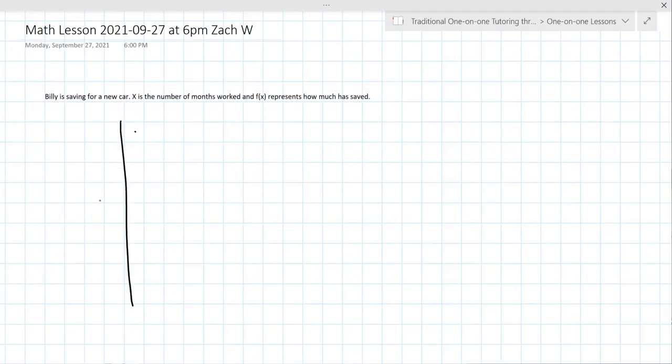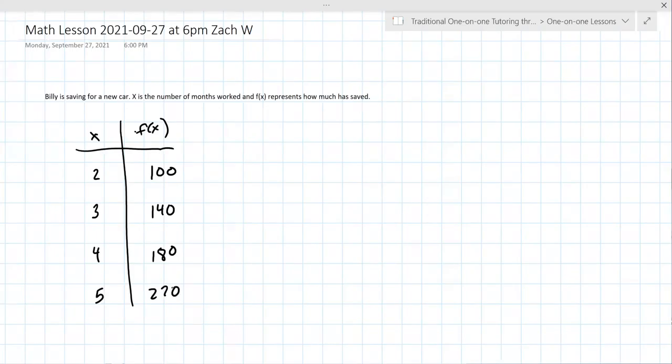So here's x, here's f of x. In month two, he's got $100. In month three, he's got 140. In month four, he's got 180. And month five, he's got 220. So let's first calculate the slope. All right, and that's the slope formula. You'll definitely want to have that down.